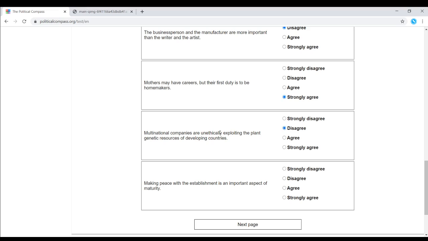Multinational companies are unethically exploiting the plant genetic resources of developing countries. I'm going to disagree with that. I'll talk about that in another video probably.